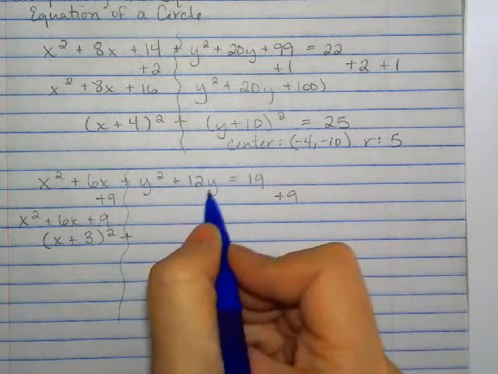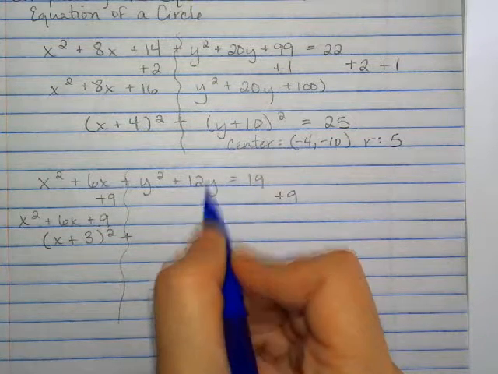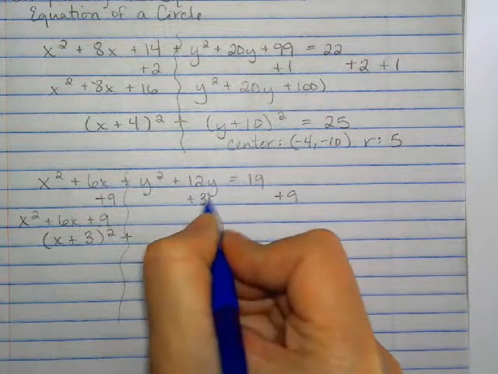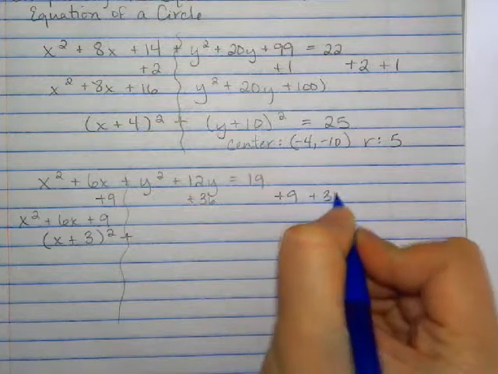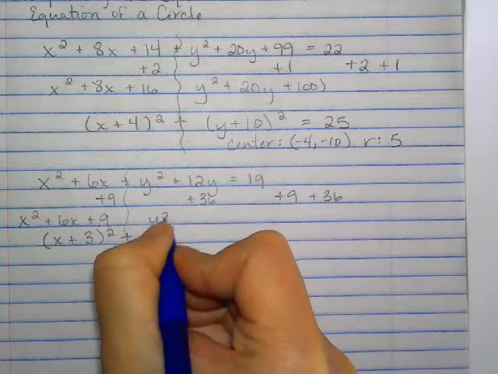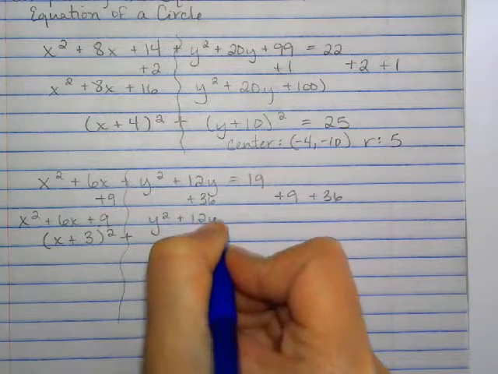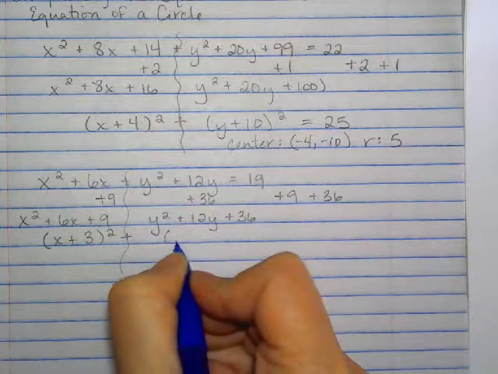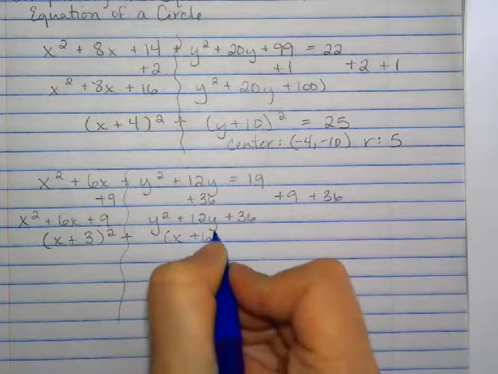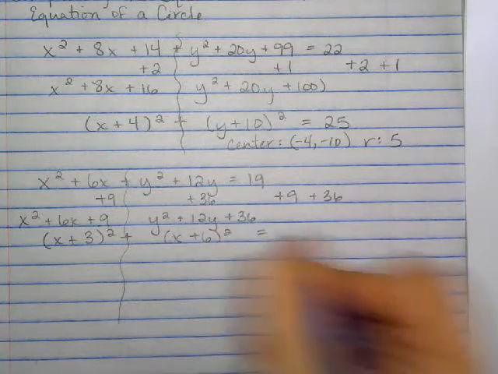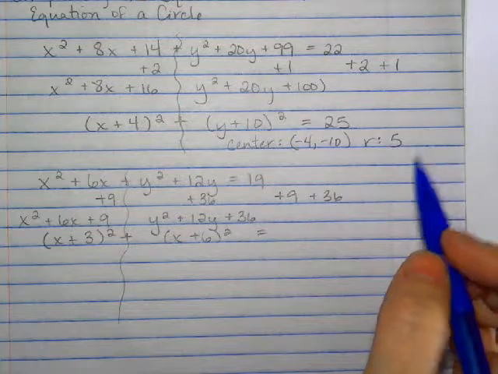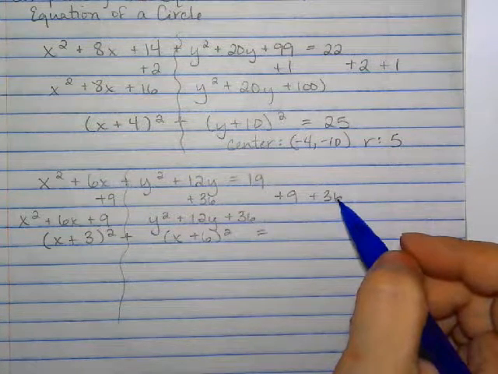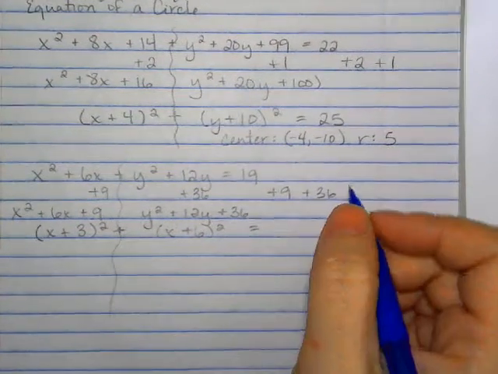Bring down my plus sign. Over on the y side, half of 12 is 6, 36. So I have y squared plus 12y plus 36, which can be written as y plus 6 squared. That all equals 28 plus 36, 64. Is that right?